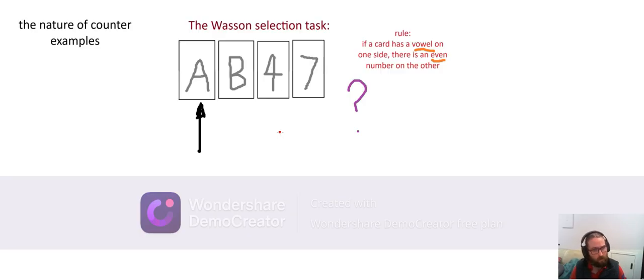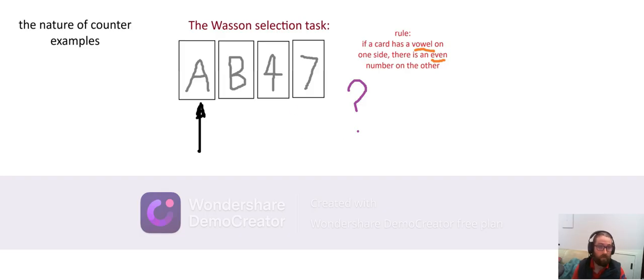If the thing on the other side of the 4 card was a vowel, that's fine, right? The rule still works. If a card has a vowel on one side, there is an even number on the other, cool, it's valid. If the letter on the other side of the 4 is a consonant, like C, well, that's fine too. The rule hasn't been violated. Remember, the rule says if a card has a vowel on one side, the other side is even. So if this card has a consonant on the other side, then it doesn't even matter that it's a 4. Either way, we don't care what's on the other side of this card, because this rule can't be violated.